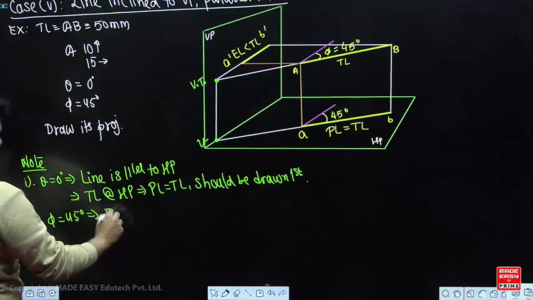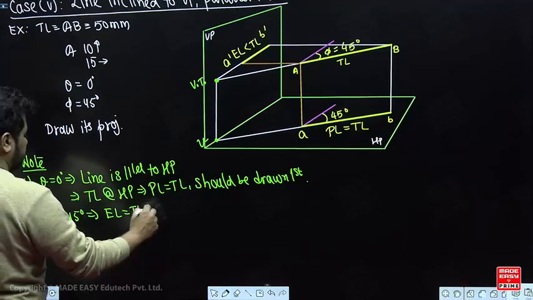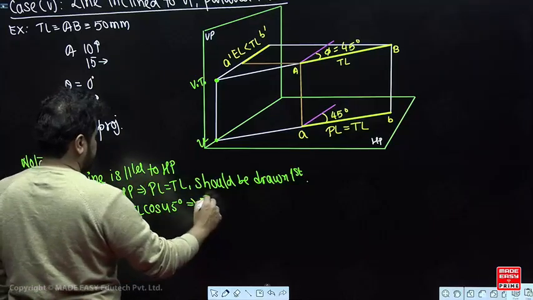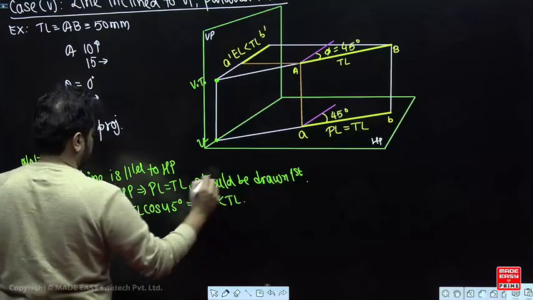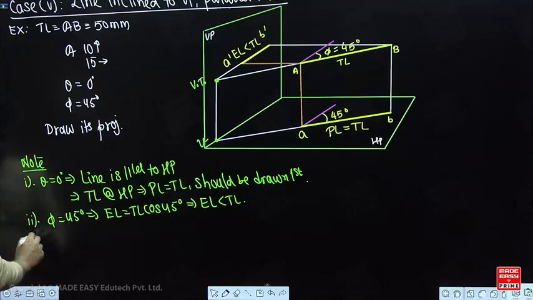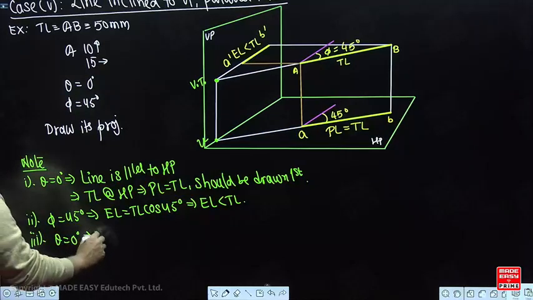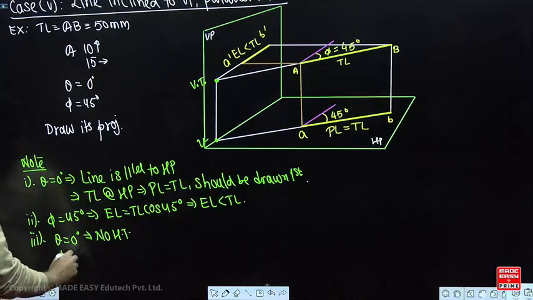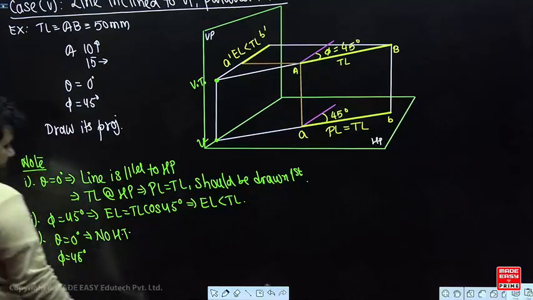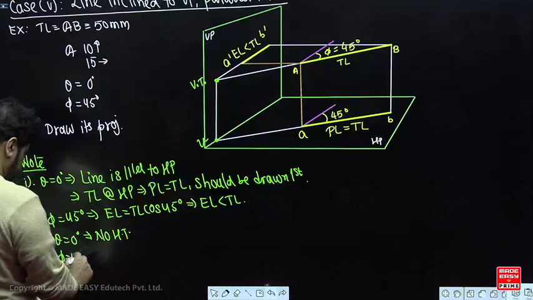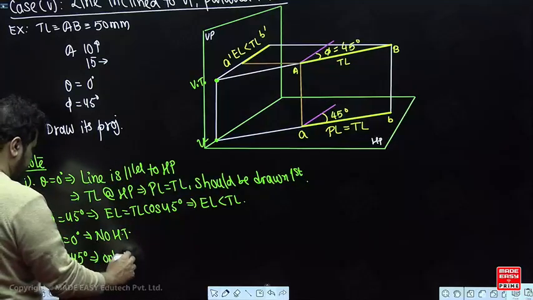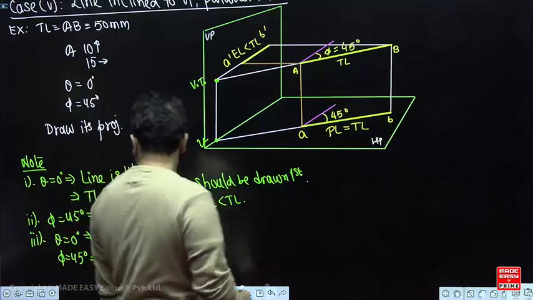Second, phi is equal to 45 degree. That means elevation length is equal to true length into cos of 45 degree. So I can say that elevation length is less than true length. Third, theta is equal to 0 degree, no horizontal trace. Phi is equal to 45 degree, so only vertical trace.